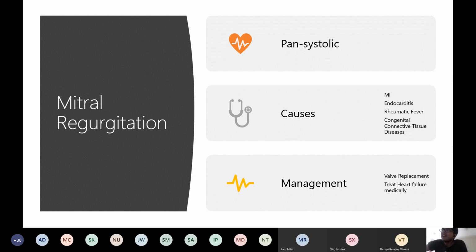We can come back to it later. With mitral regurgitation, it's more... They don't really ask you about management, but generally replace the valve. If they're in heart failure, manage it medically.